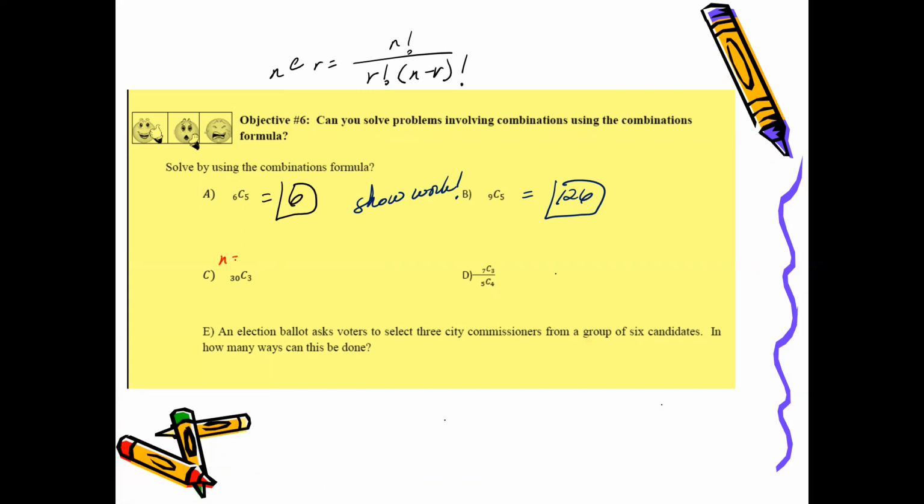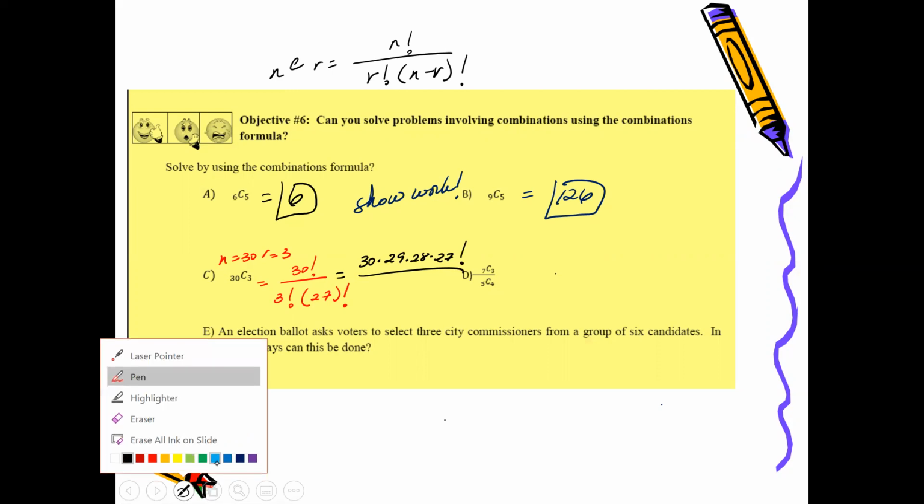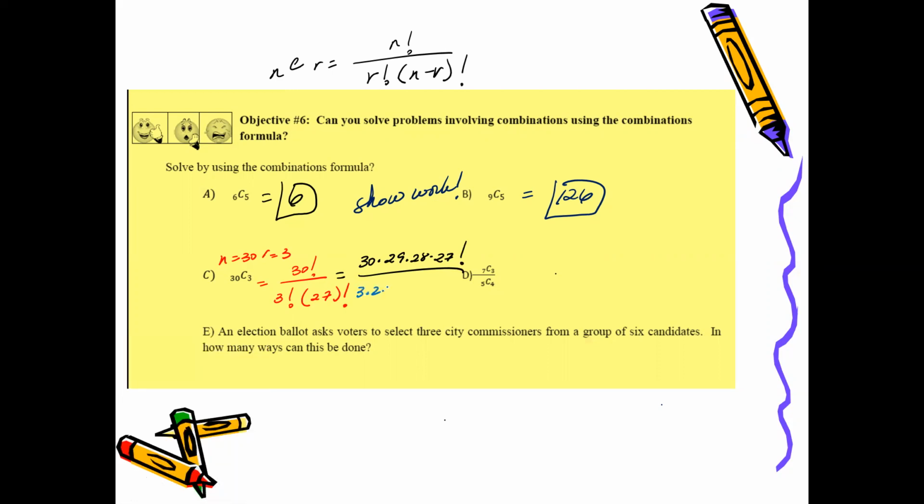For C, you know your N is 30, your R is 3. So when I plug this in, it's 30 factorial divided by 3 factorial times 30 minus 3, which is 27 factorial. Now this initially looks really scary because it has really big numbers, but you don't have to go 30, 29, 28, 27, all the way down to 1. You could just do 30 times 29 times 28 times 27 factorial and stop there. And then you're going to do the same thing on the bottom: 3 times 2 times 1 times 27 factorial. And guess what? You can directly just cancel these two away from each other and then simplify the rest.